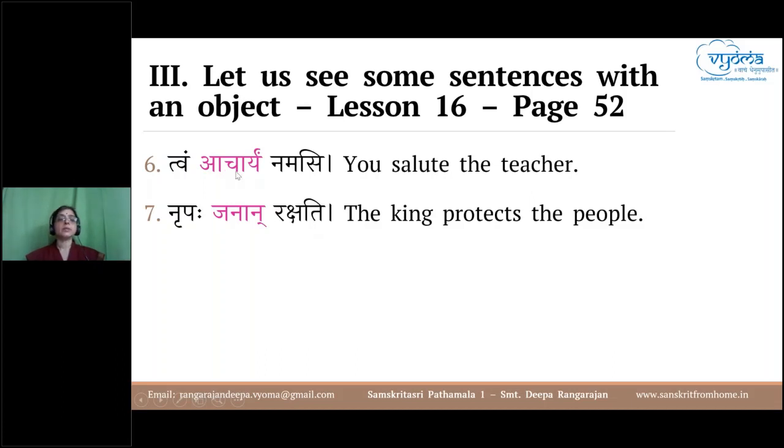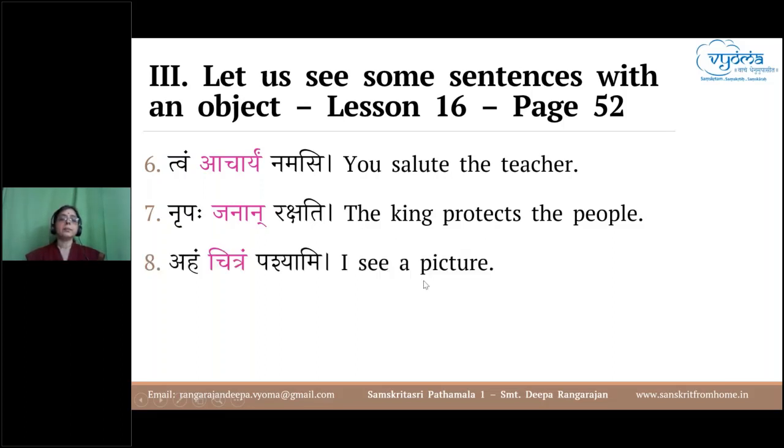Nripaha Janan Rakshati. For Acharya, I'll tell you the forms. Acharya, Acharyau, Acharyaha. Dvitiya will be Acharyam, Acharyau, Acharyan. Nripaha, Janan. Similarly, Akaranta, Bahuvachana, Dvitiya Vibhakti word, which is Janan, is the people. The king protects the people. Nripaha is the king. This is the subject. Janan is the object. So it is in Dvitiya Bahuvachana. They are plural. Janan is many people, so it is in plural. Rakshati, he protects.